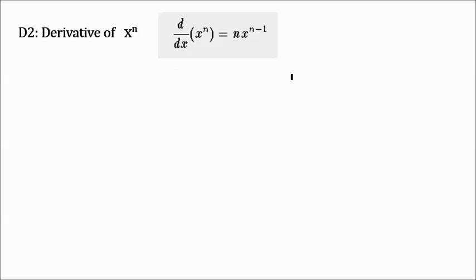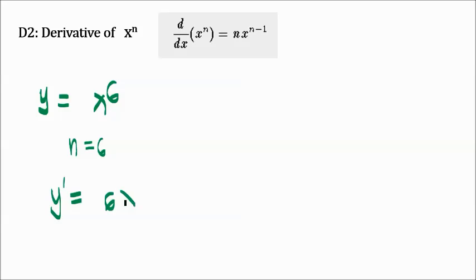Okay. Number 2, derivative of x raised to n. So this is the derivative of a variable raised to an exponent. The derivative is n x raised to n minus 1. For example, y is equal to x raised to 6. So here, n is equal to 6. Therefore, our y prime, we just follow this formula. n is equal to 6, so 6x, then 6 minus 1, so y prime is equal to 6x raised to 5.